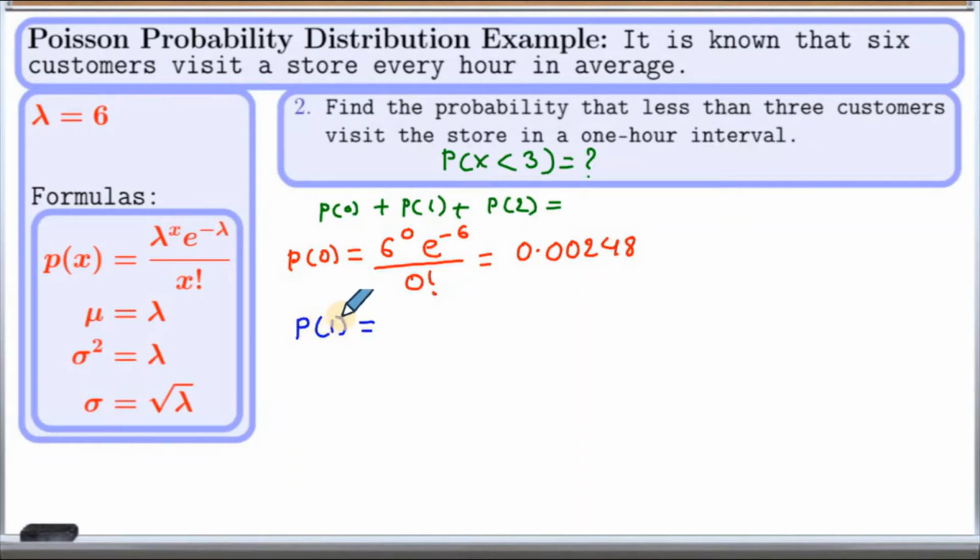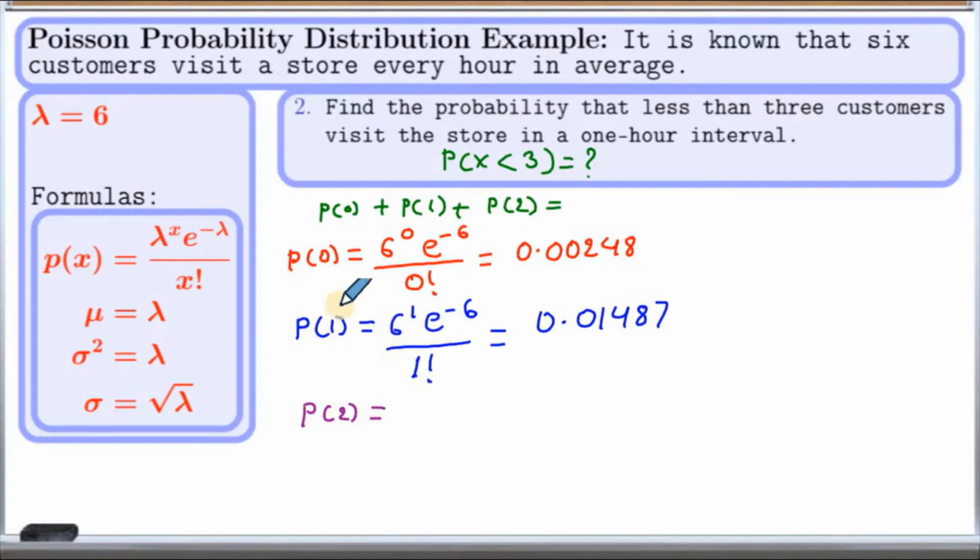Now let's find probability of 1. So again, in this case, our lambda is 6 and our x is 1. So substituting the value of lambda and x in the given formula, we get probability of 1 equals 6 to the power 1, e to the power minus 6, over 1 factorial. So this is equal to 0.01487.